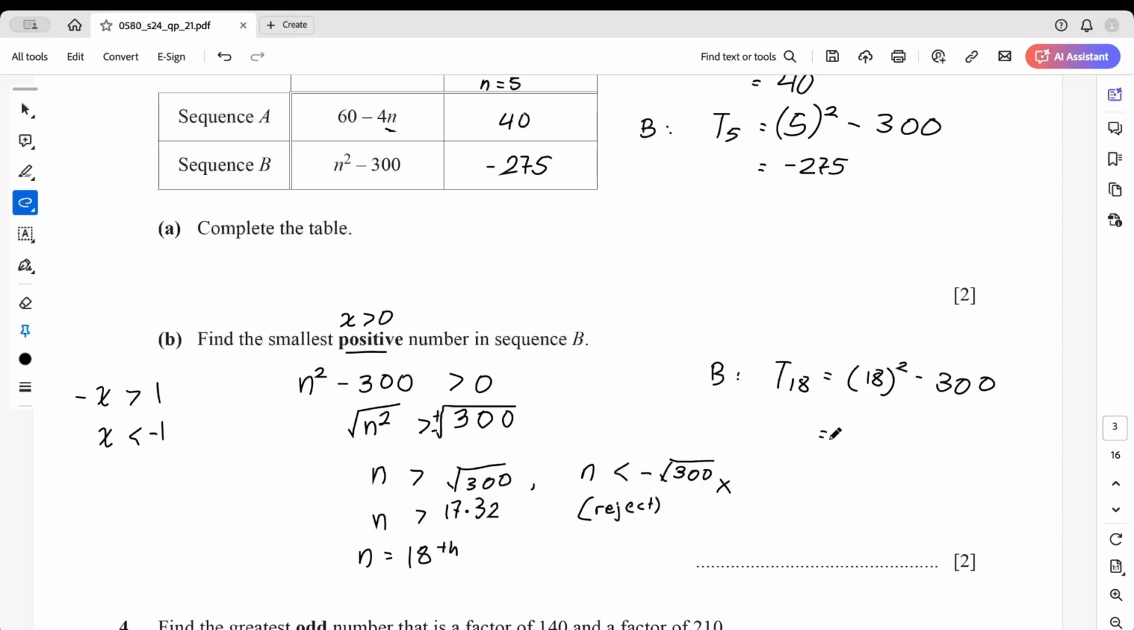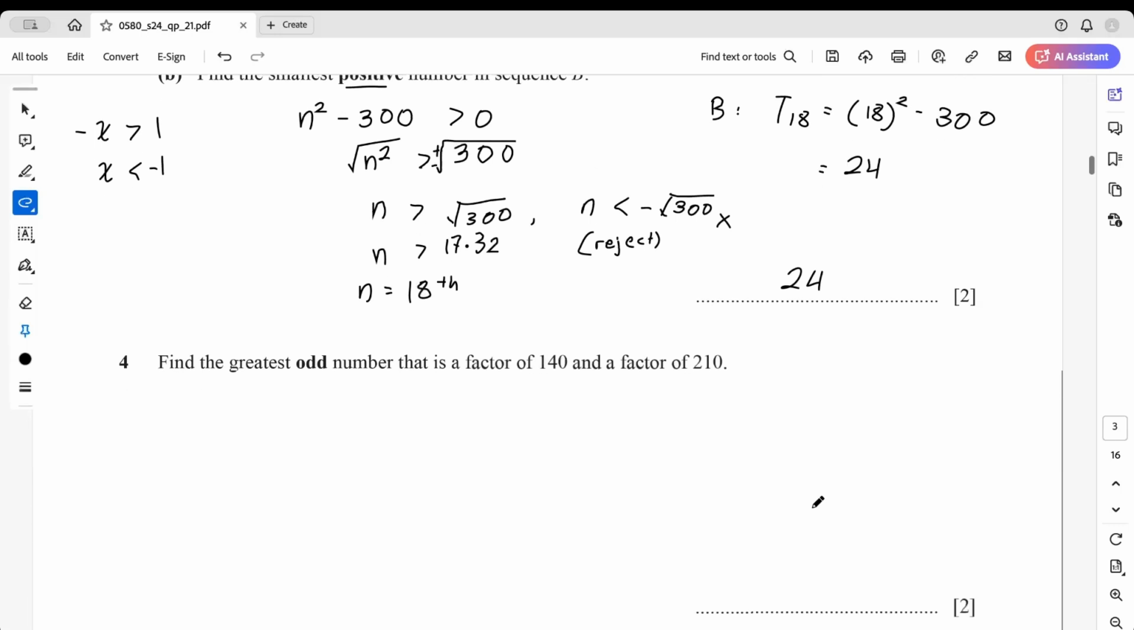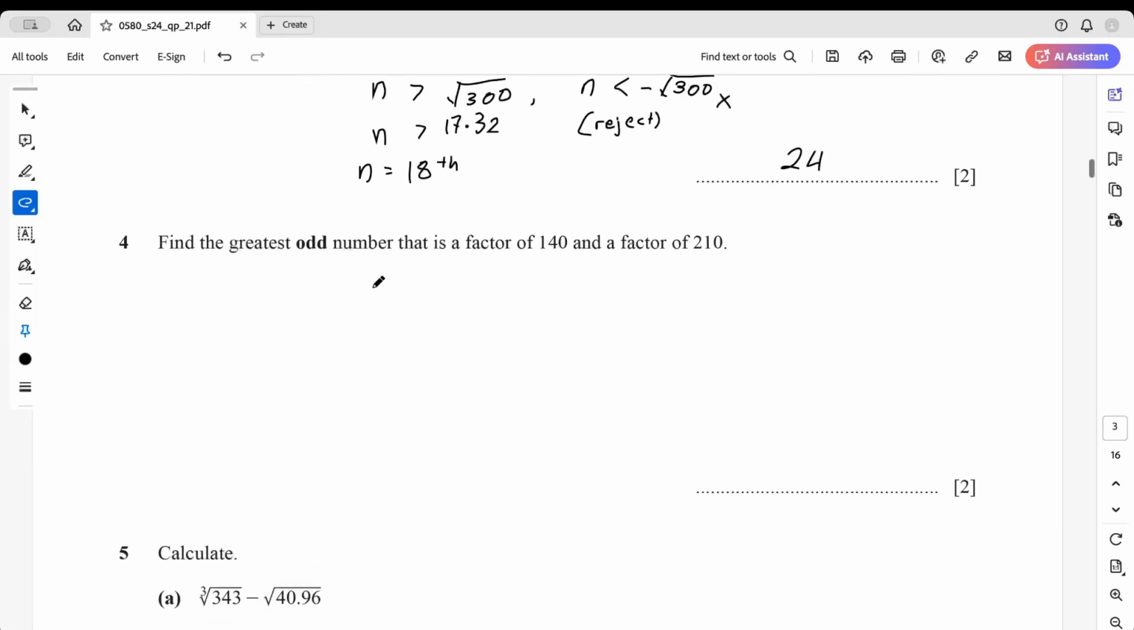Okay, giving you an answer of 24. Question 4. Find the greatest odd number that's a factor of 140 and a factor of 210.